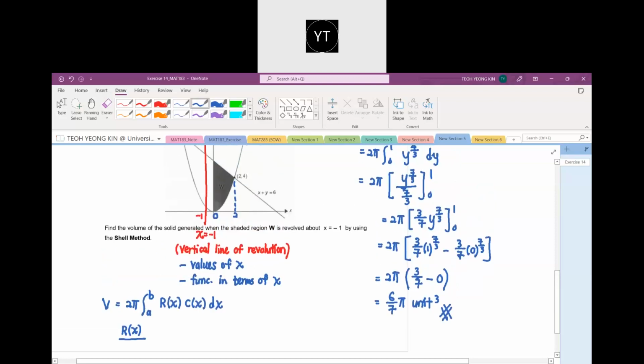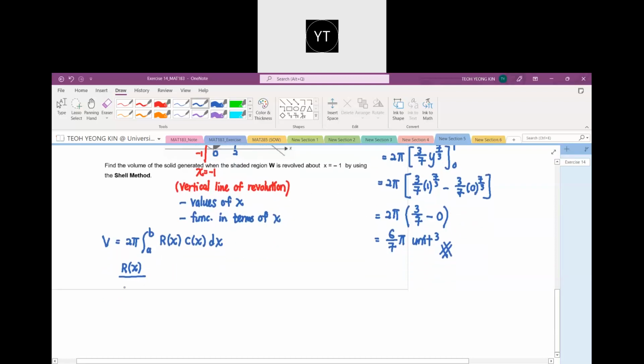So we can see that this is the shaded region. We have the line x equals negative 1 and the region, and we'll assume that this region is x. So for R(x), we're going to use right minus left. The right is x, minus left, which is negative 1, so here is x plus 1. So this is right minus left.